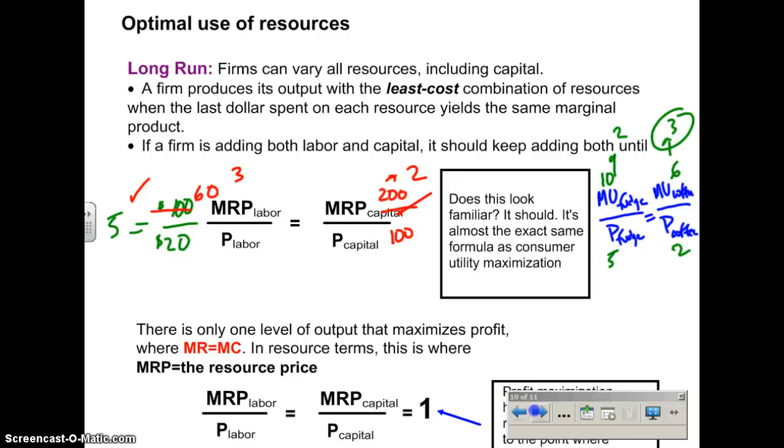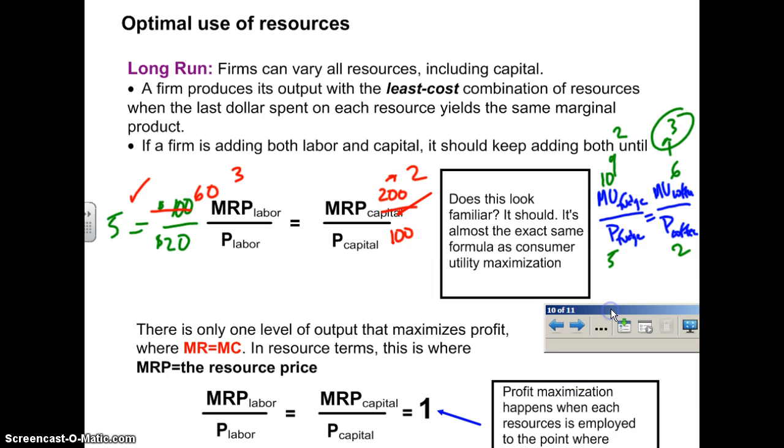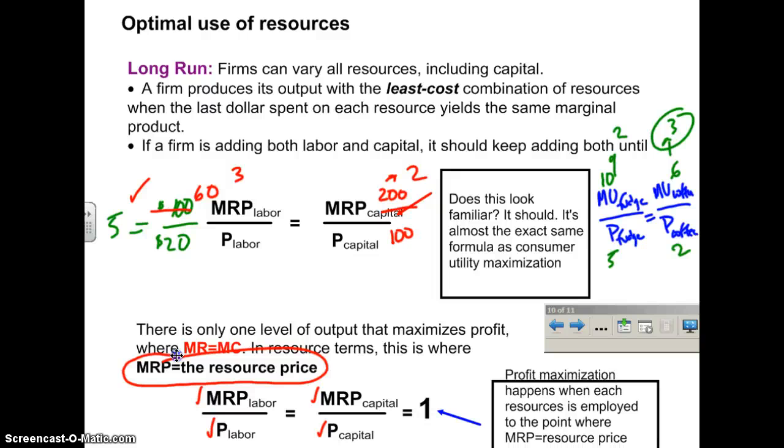There is only one output level that will actually maximize profit, and that is, of course, where MR equals MC. In terms of resource prices, this is where the MRP of each resource being used is equal to the price of that resource. So the last worker hired brought in exactly as much revenue as their wage cost, and the last piece of machinery purchased brought in exactly as much revenue, okay, as the machinery cost. That is profit maximization, when each resource is employed to the point where MRP equals the resource price.